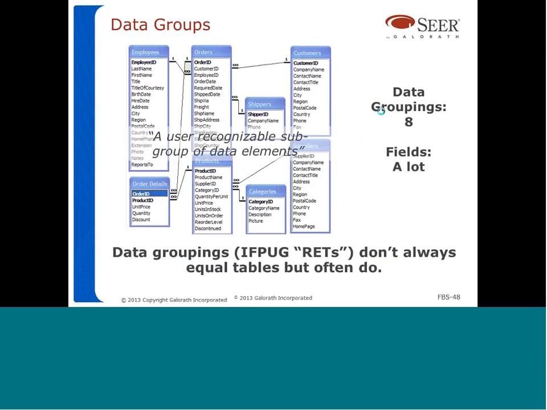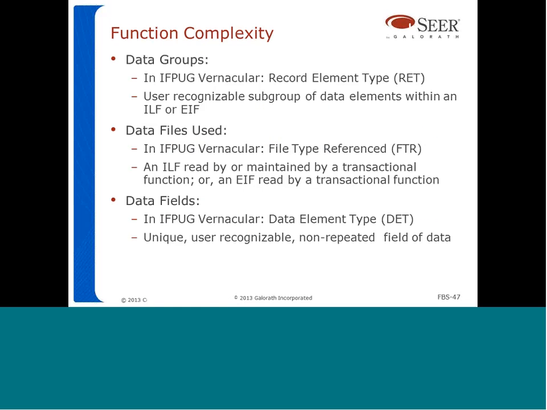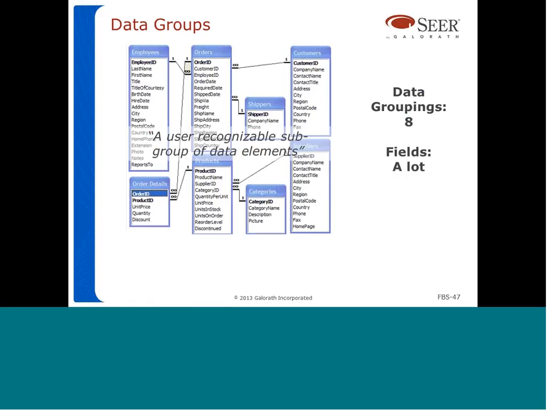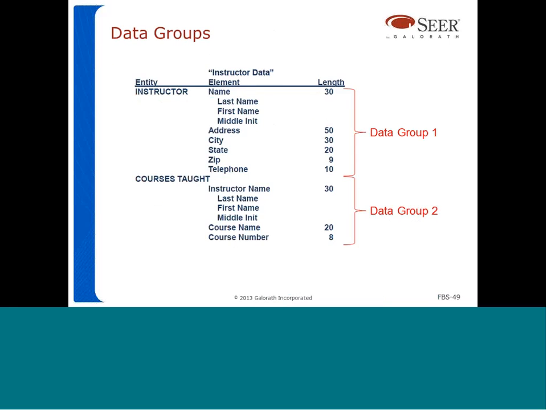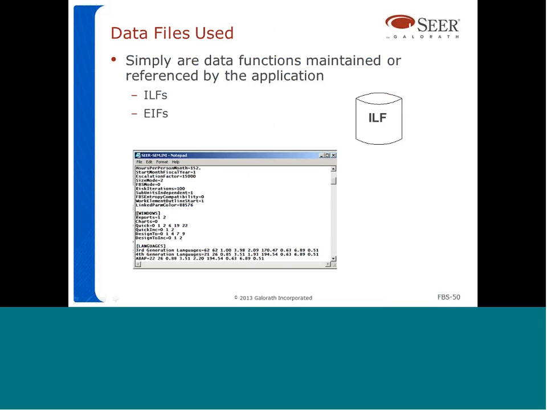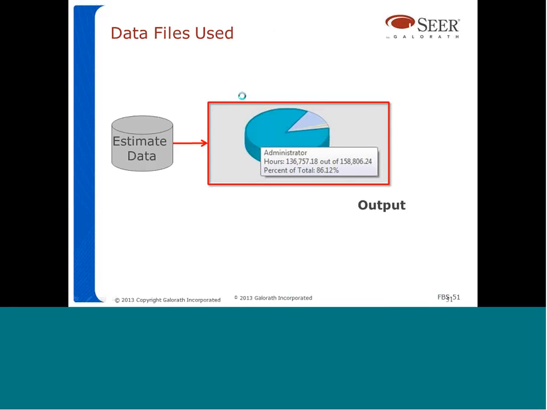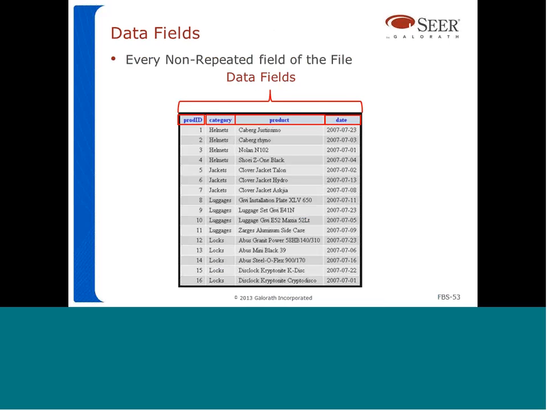Let me go back a little bit here. So we've talked about three different concepts. We talk about data groups, okay, different groups of information inside a file. We talk about data files used, basically the number of data files that are used by a transaction. And then we talked about data fields. Data fields are the number of unique fields that are either stored in a file or presented in a transaction. So we talk about data groups, give a couple of examples. We talk about data files used, okay? They are simply the data functions maintained or referenced by the application. And then we finally talk about the data fields, what they are.